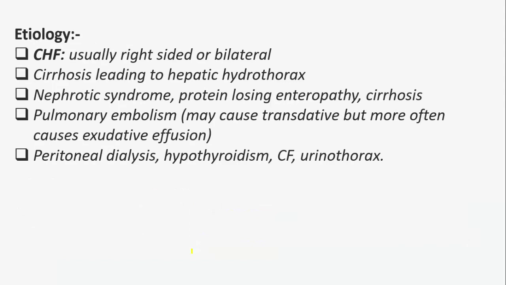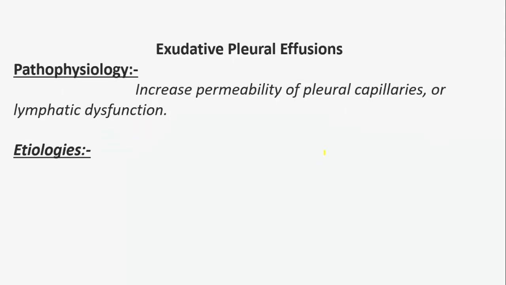What is the etiology? There is congestive heart failure, usually right-sided or bilateral, cirrhosis leading to hepatic hydrothorax, nephrotic syndrome, protein losing enteropathy, pulmonary embolism, which may cause transudative but more often causes exudative effusion, peritoneal dialysis, hypothyroidism, cardiac failure and urinothorax.